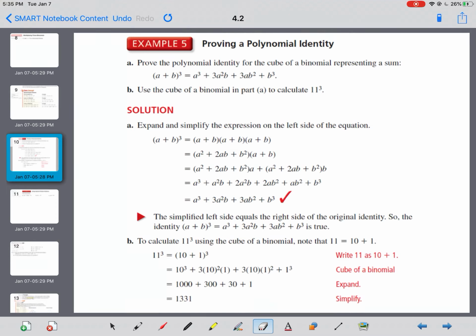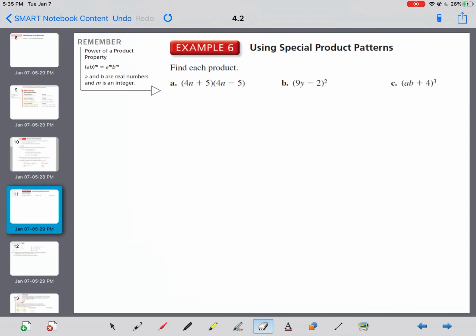So if we turn it into (10 plus 1) to the third, that's 10 to the third plus 3 times 10 squared times 1 plus 3 times 10 times 1 squared plus 1 cubed. 1,000 plus 300 plus 30 plus 1. 1331. We'll probably skip those problems in our homework, but it's a way that you can use to do that. Most of us will probably just pull the computer out of our pocket and use the calculator.